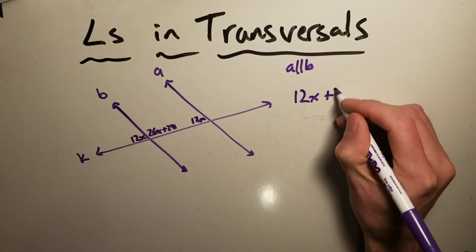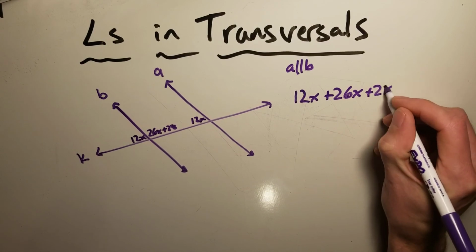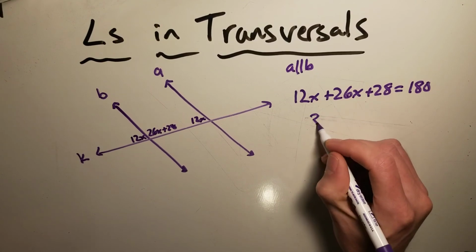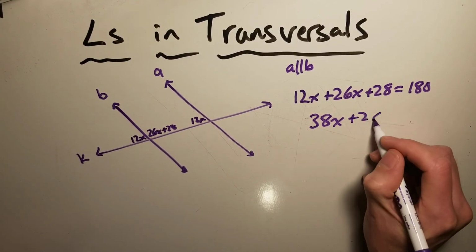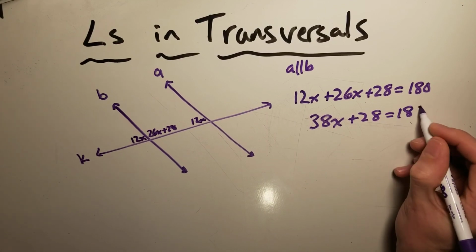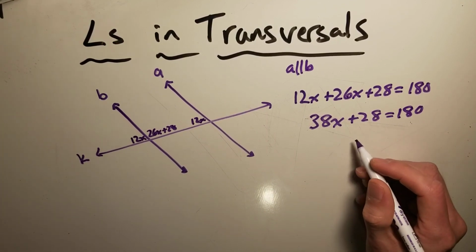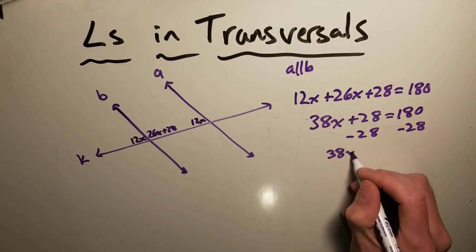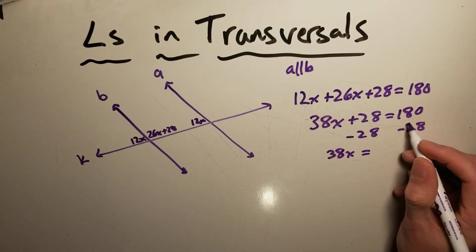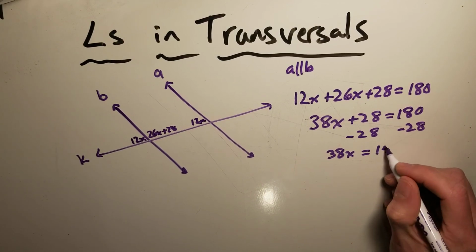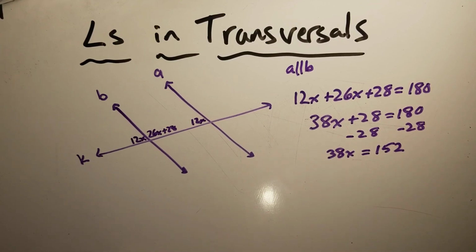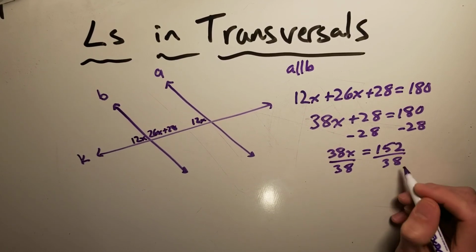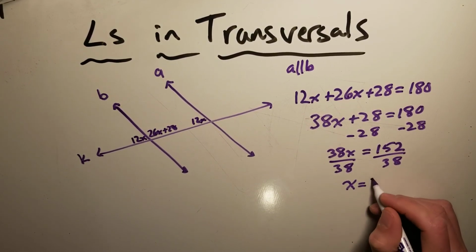So 12x plus 26x plus 28 is equal to 180. Combine your x's, we should have 38x plus 28 is equal to 180. You want to subtract your 28 from both sides. So we have 38x is equal to, when you subtract your 28, you should have 152. And then when you divide by your 38, you should have x is equal to 4.